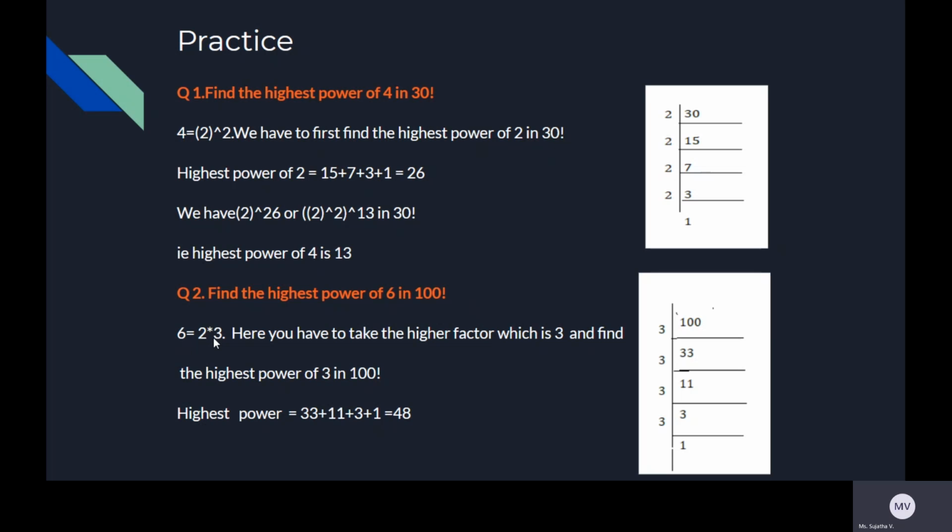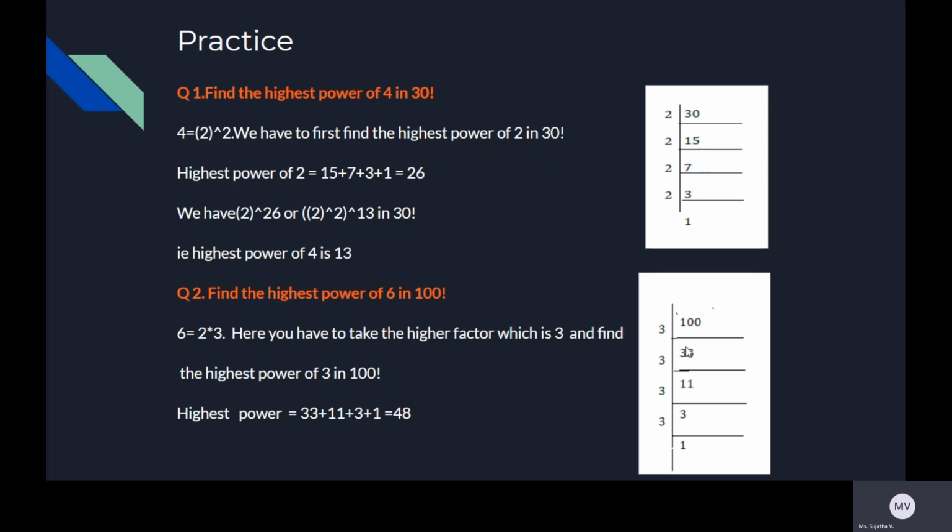So what you have to remember here is, when you get a composite number, your first step is to prime factorize it, divide it into prime factors. Take the highest factor and find the highest power of that factor there, because the number of 6's will correspond to the number of the higher factors available. So here your number of 6's will correspond to the number of 3's. How many 3's are there? That many 6's will be there. I hope you understood it.